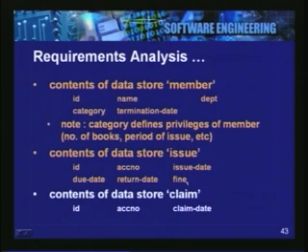We have the claim data store. The claim data store is basically supposed to keep the person who has put the claim, so the member's ID, the accession number of the book on which the claim is put, and the date on which the claim has been put. So there may be many such claims for a given book and from a given user or a given member of the library.